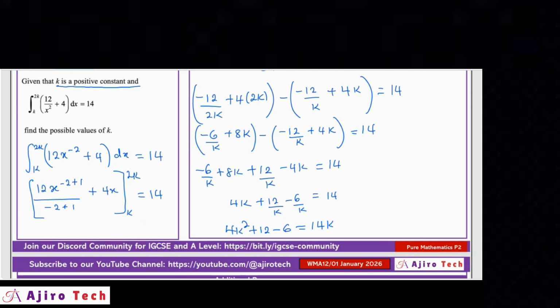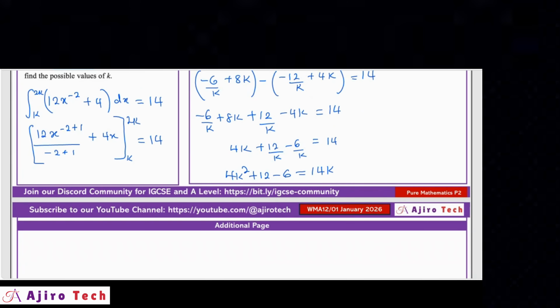So it turns out to be a quadratic equation where we have 4k squared minus 14k plus 6 equals 0. We can divide through by 2, and we have 2k squared minus 7k plus 3 equals 0. Let's try and factorize this. The product is 6, and the sum is minus 7. So our factors should be two negative numbers: negative 6 and negative 1.